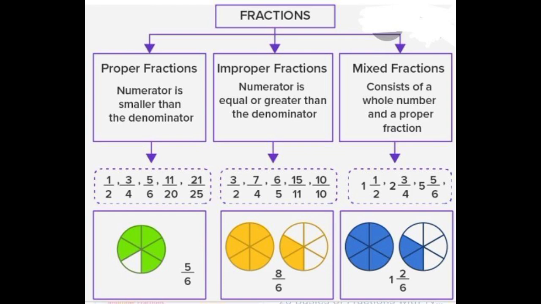In proper fraction, numerator is smaller than the denominator. For example, in 1 by 2, 1 is smaller than 2. In improper fraction, numerator is greater than or equal to denominator. In 3 by 2, 3 is greater than 2.